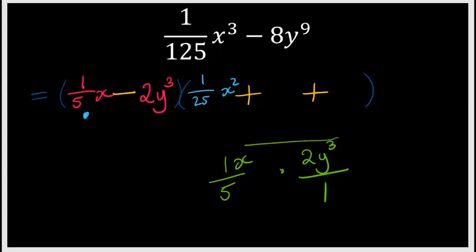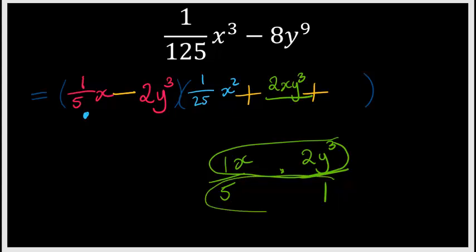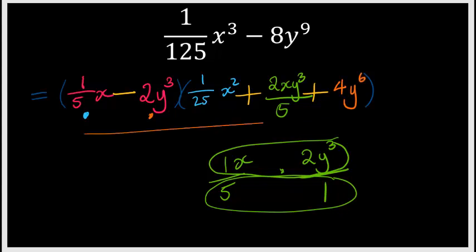Nothing cancels out. Numerator times numerator becomes 2xy cubed over denominator times denominator, 5. And then finally, we have 2y cubed squared. So 2 squared is 4. y to the 3 times 2 is 6. And that's your final answer.